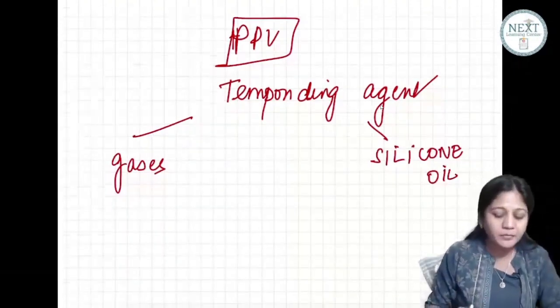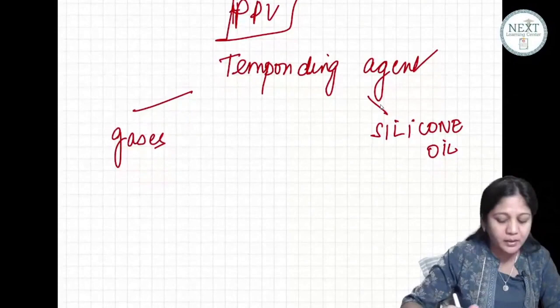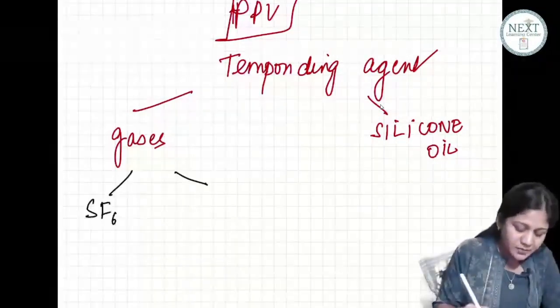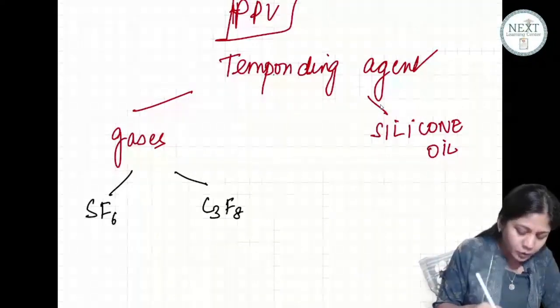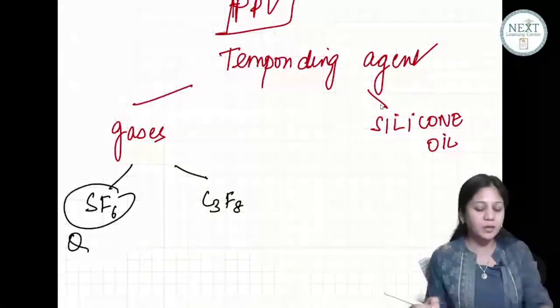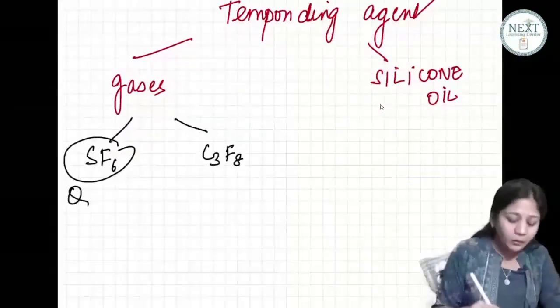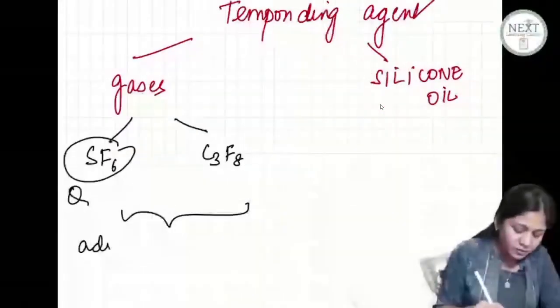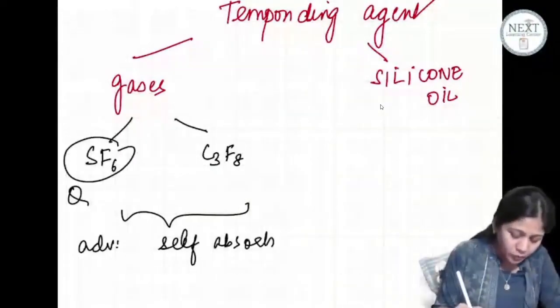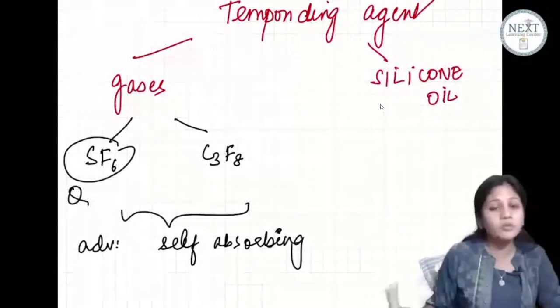Both of them have their own advantages and disadvantages. Gases can be further of two types, SF6 and C3F8. You already had a question on SF6. Now gases have the advantage that these are self-absorbing. You need not do a surgery to take them out.